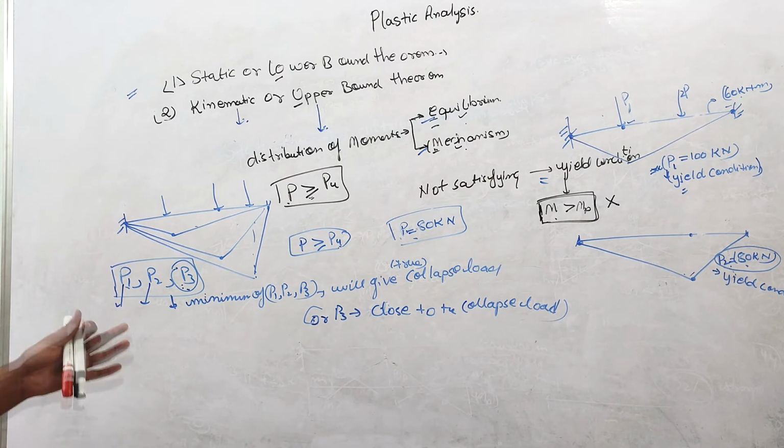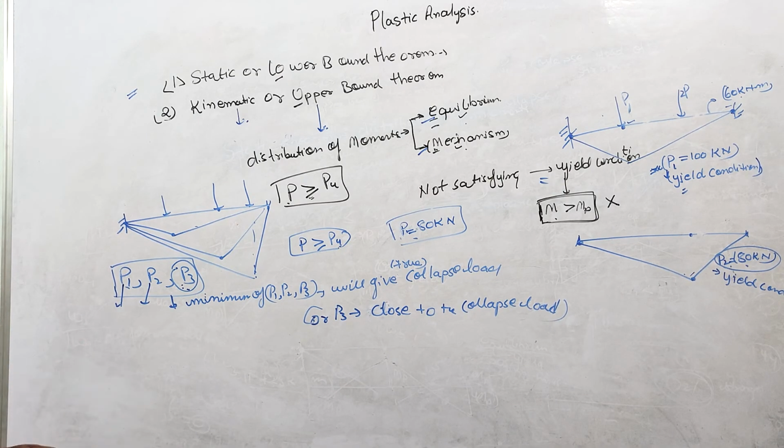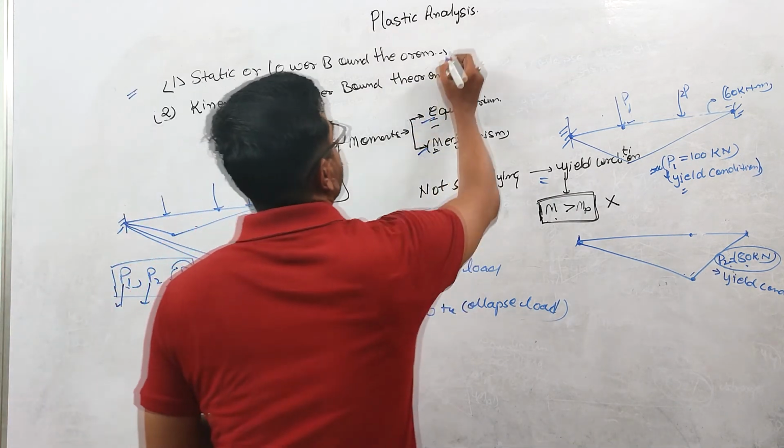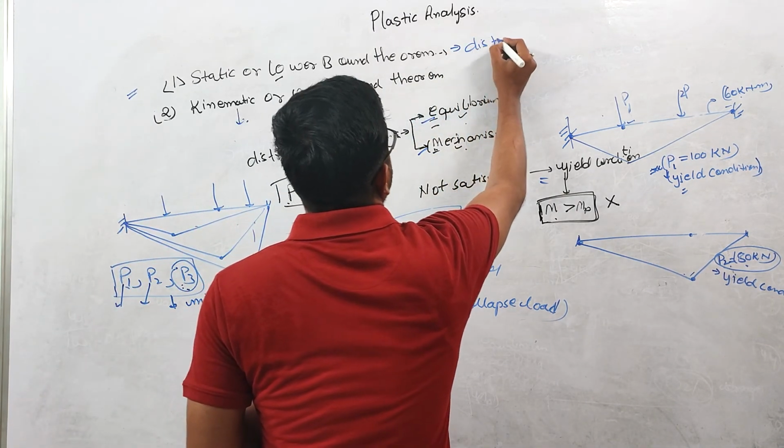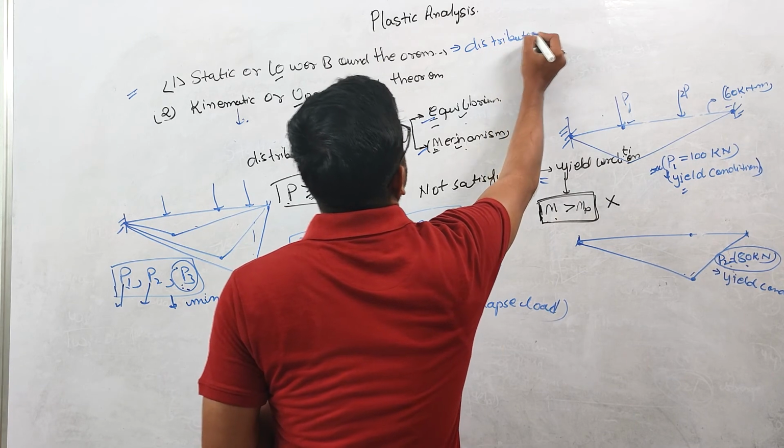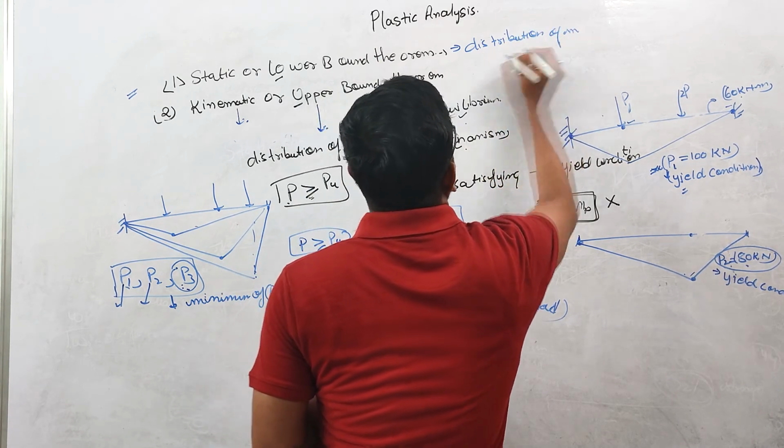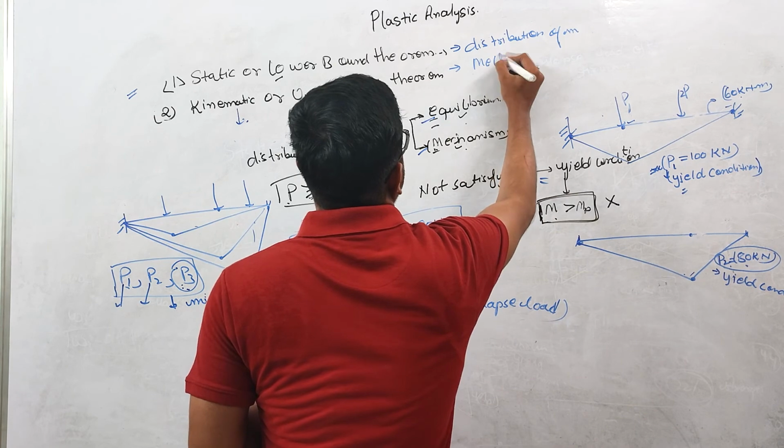So these are the two theorems which are very, very important. In the static theorem, the distribution of moment is important. First, the distribution of moments, and we have to assume some mechanism.